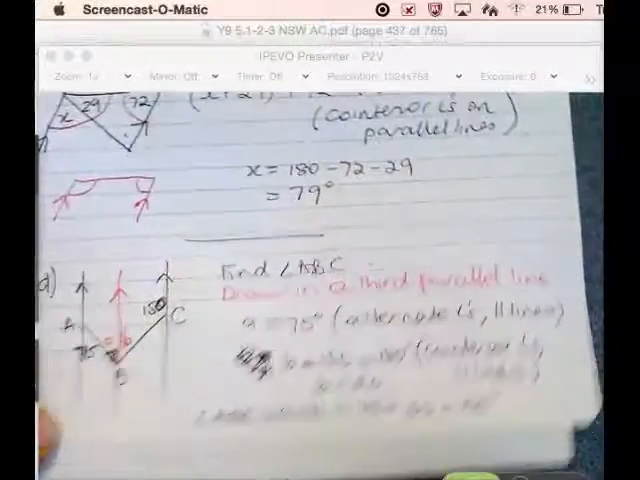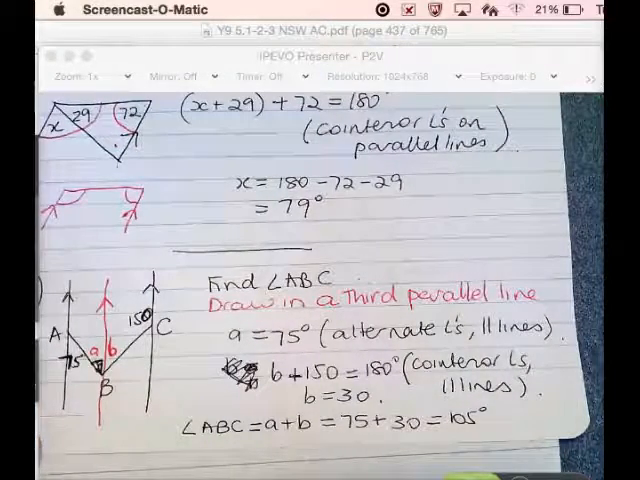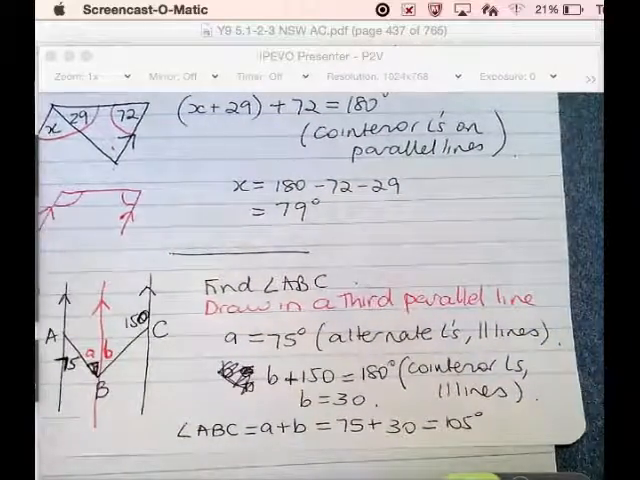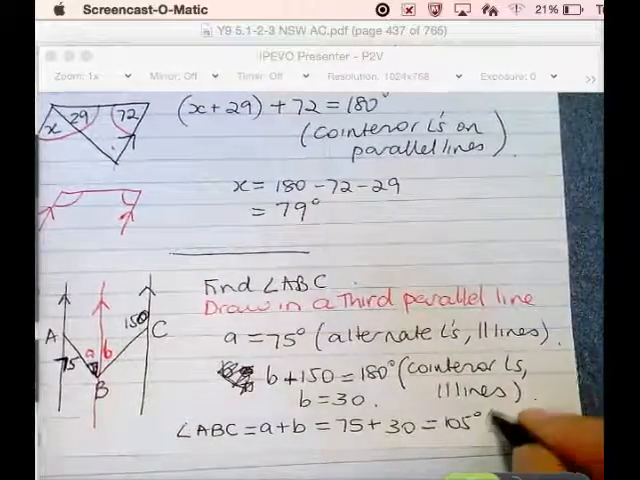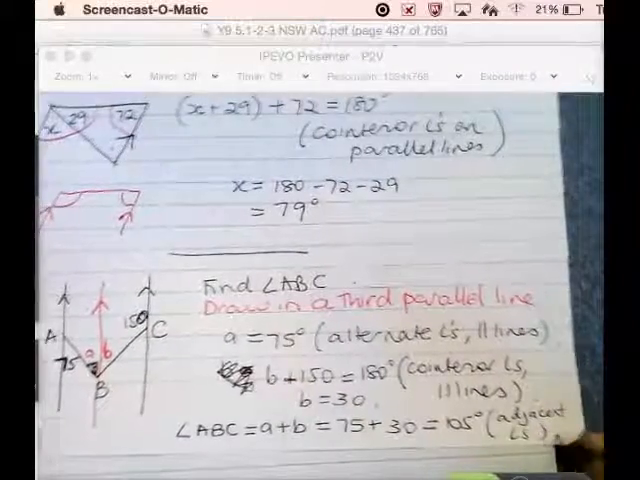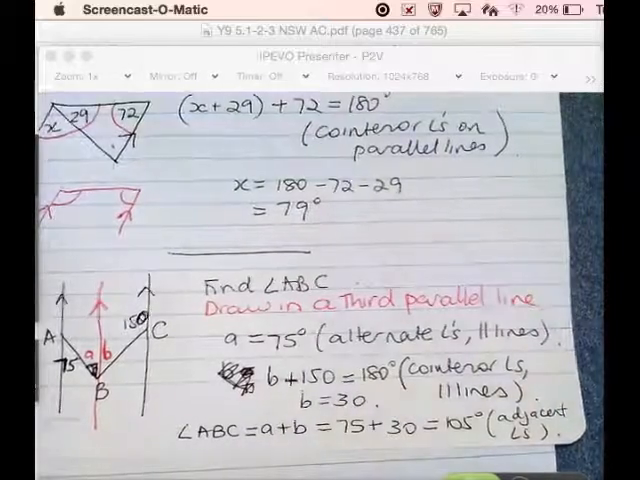If you had to give a reason for that, what is it? It's the very first one on your sheet. They're adjacent. But you don't need to. Adjacent angles. In other words, a and b are next to each other and they make up ABC.